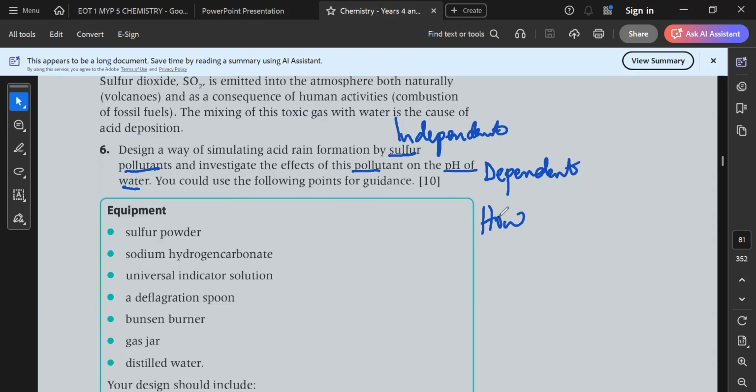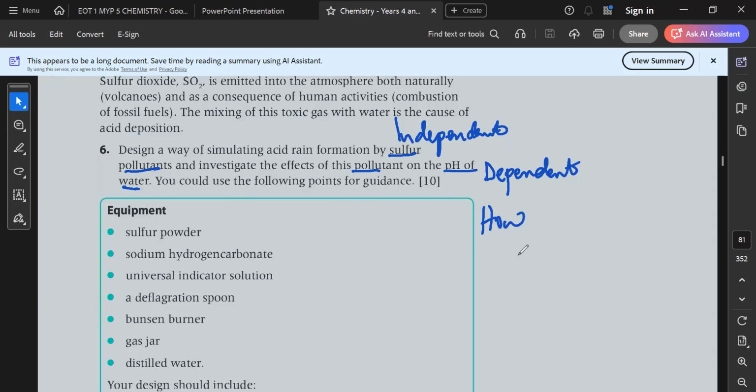Someone can say, how does sulfur pollutants affect the pH of water? You see, it's a question which you can go out and investigate. Someone can even make it better. How does the concentration of sulfur pollutants affect pH of water? Someone can even say, how do different types of sulfur pollutants affect pH of water? As long as sulfur pollutant is there, tick. pH of water is there, tick. Normally they give it 2 marks.